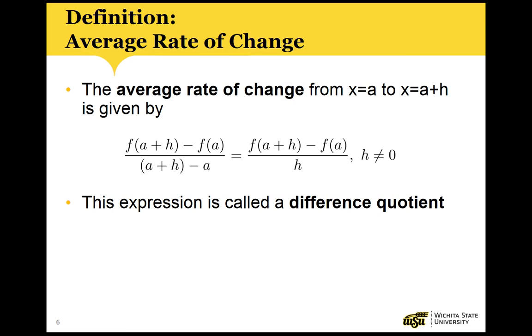Let's define officially average rate of change. The average rate of change from x equals a to x equals a plus h is given by the following expression: f of (a plus h) minus f of a, divided by h, where h is some non-zero number. h represents the distance between where I started and where I finish, and I'm measuring the average rate of change traveling between those 2 points. This expression is referred to as a difference quotient.